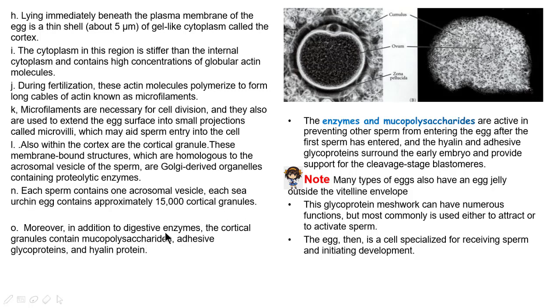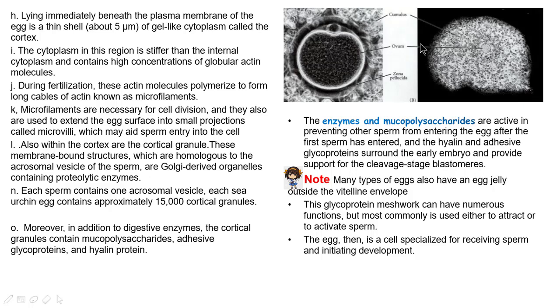Moreover, in addition to digestive enzymes, the cortical granules contain mucopolysaccharides, adhesive glycoprotein and hyaline protein. The enzymes and the mucopolysaccharides are active in preventing other sperm from entering the egg after the first sperm has entered, and the hyaline and the adhesive glycoproteins surround the early embryo and provide support for the cleavage stage, the blastomere. This is the structure of an egg.